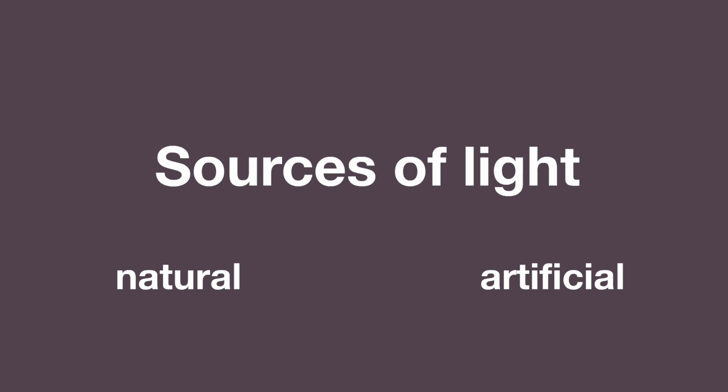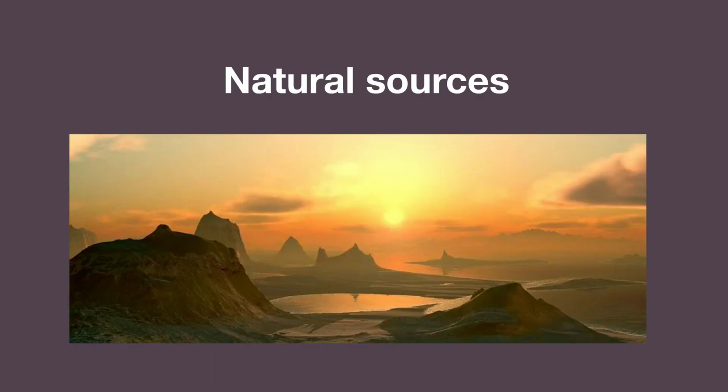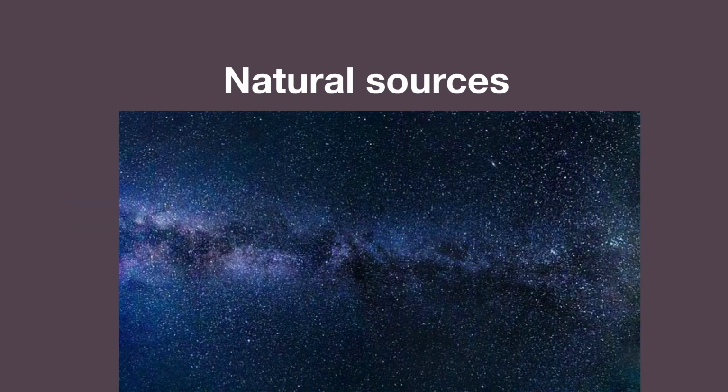Sources of light. An object which emits light is called a source of light. All sources of light can be either natural or artificial. Natural sources of light: the sun is the most important natural source of light. The stars are also natural sources of light.